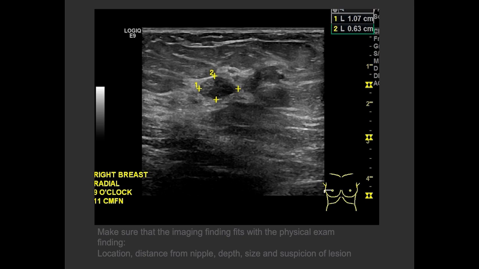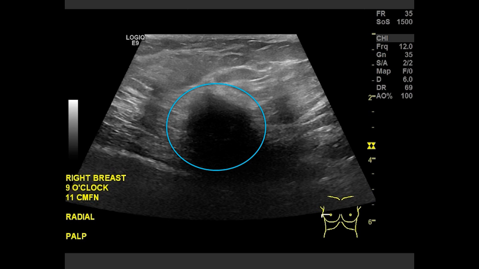So we can see that we're in the right place, the right breast, 9 o'clock, 11 centimeters from the nipple. But what we have here is a mass that's just over about a centimeter. And we know that the mass was supposed to be about 3 centimeters. So this doesn't fit. So we go back in and take another look.